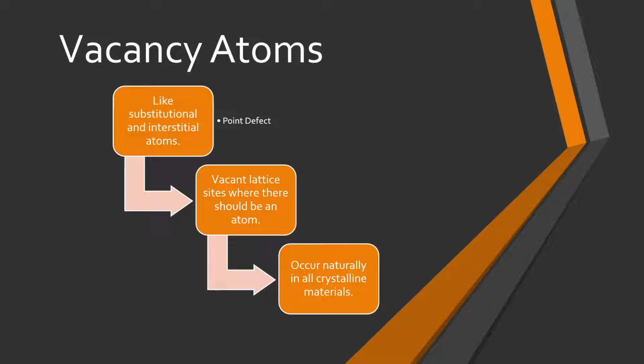So first, we'll be talking about vacancy atoms. So much like substitutional and interstitial atoms, they are point defects, in which vacant lattice sites occur where there should be or would be an atom, and occur naturally in all crystalline materials. And these vacant sites can cause distortion of planes and has a couple of effects on material properties, which we'll get into later.